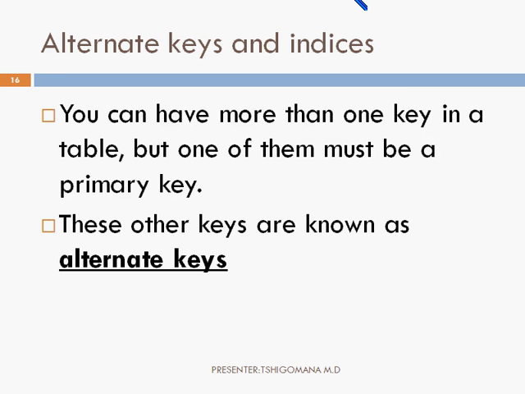Alternate keys and indices. You can have more than one key in a table, but one of them must be a primary key. In other words, you can have as many keys as you can, but by law you are required to have at least one primary key. Now these other keys have names. They are known as alternate keys. In other words, alternate keys are other keys except the primary keys and the foreign keys.